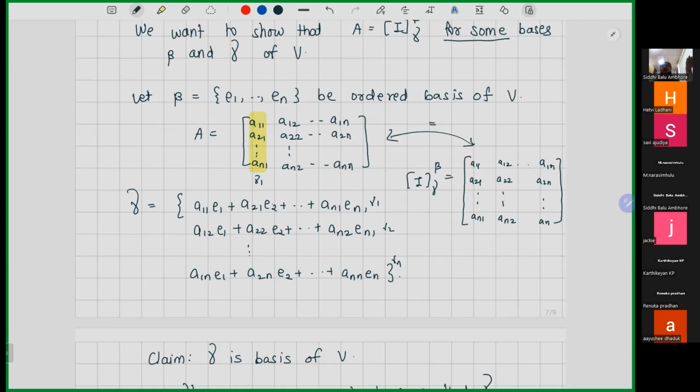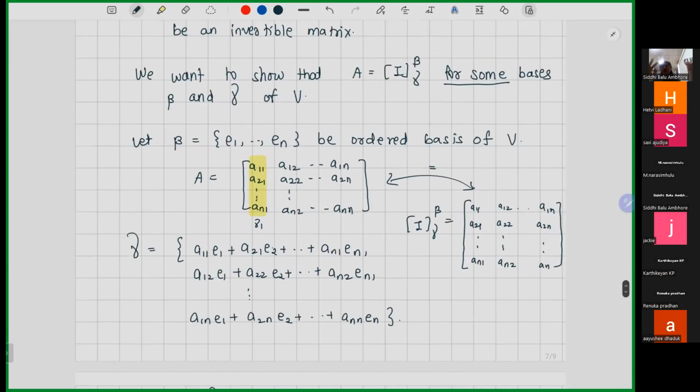Any doubts? If my gamma had a different order basis, would we still produce the same transformation matrix? No. For this specific gamma and this specific beta, I am getting this. If I change even one of them, it will not be the same. It will not be A. It will be some other invertible matrix. So what I'm doing is A is fixed. Corresponding to A, I am producing these betas and gammas.